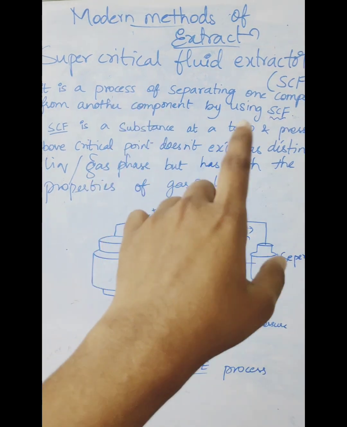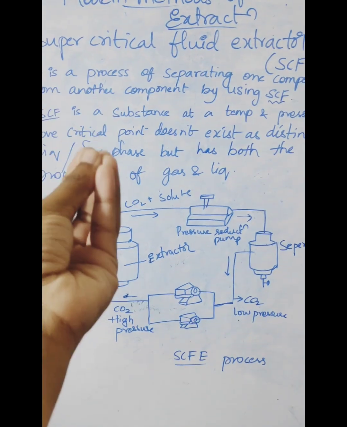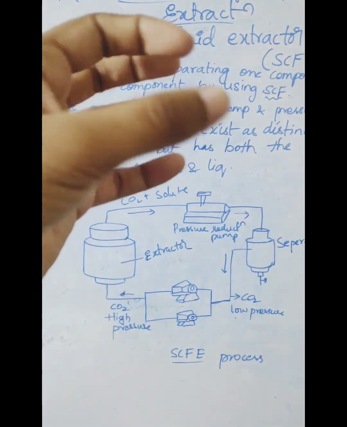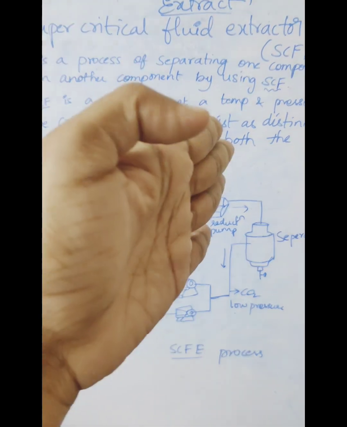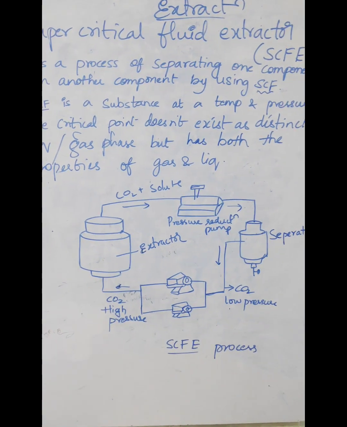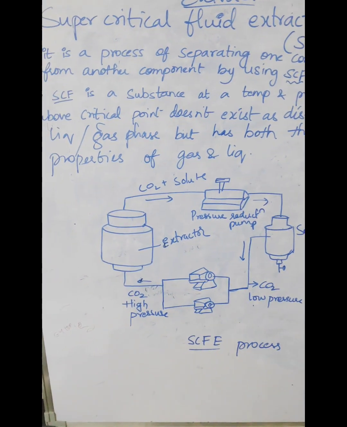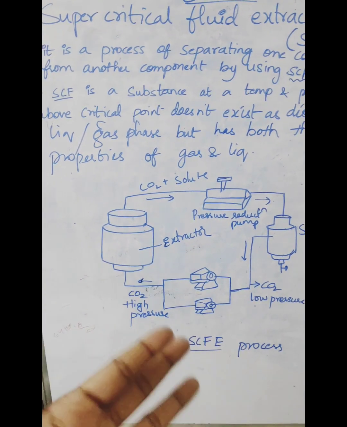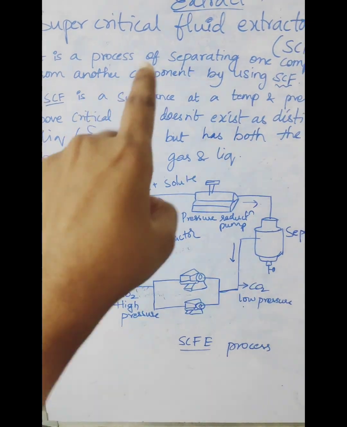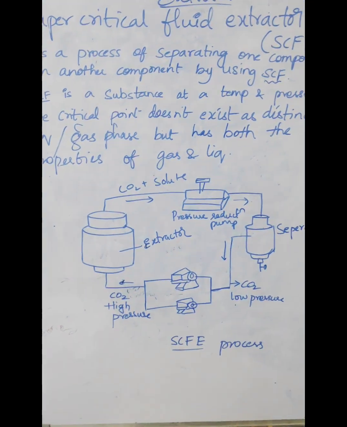It is a process of separating one component from the other component, that we are talking about the phytoconstituents. Here we are going to separate the phytoconstituents from one another by using what? SCF. What is this SCF? That is nothing but supercritical fluid. So these are the main important things. First thing is, it is the process of separating one component from other component by using SCF.